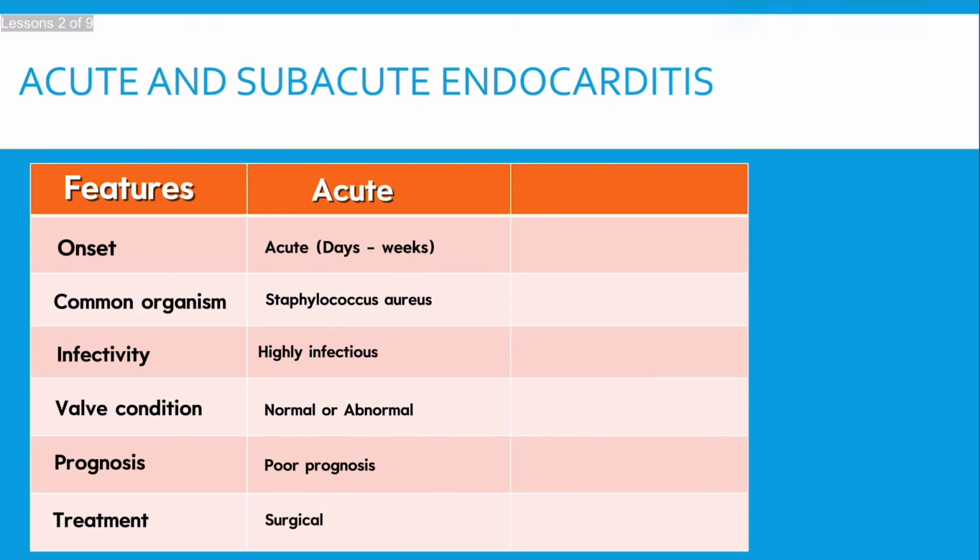Staphylococcus aureus is a gram-positive bacteria that can enter the bloodstream through skin abscesses, intravenous drug use, or invasive procedures.